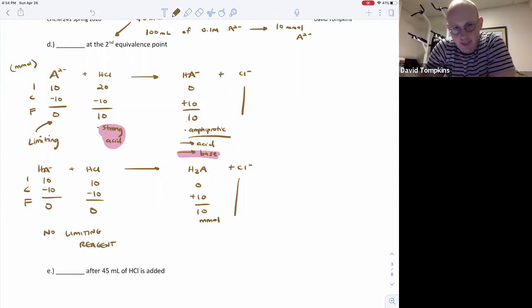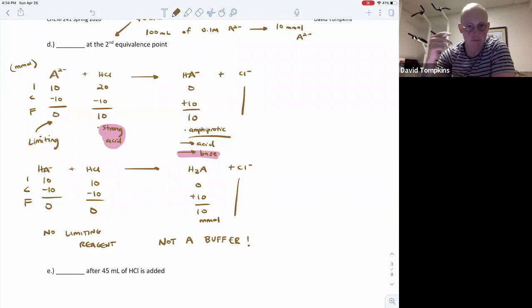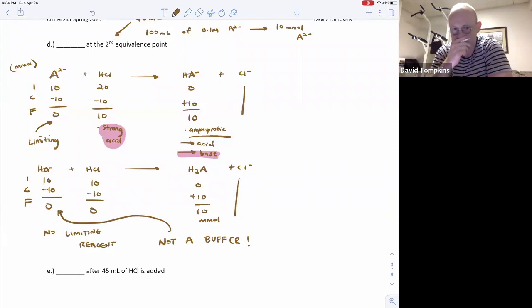All right, so that means we got to figure out a new way to solve this problem, because we have not had a problem so far where we just have H2A by itself. It's not a buffer, because this is gone. The conjugate is not there anymore. So in going from the first to second equivalence point, we skip the second buffer region in this problem. The reason it's not a buffer is because there's 0 of the conjugate form. So now we have a weak acid alone.